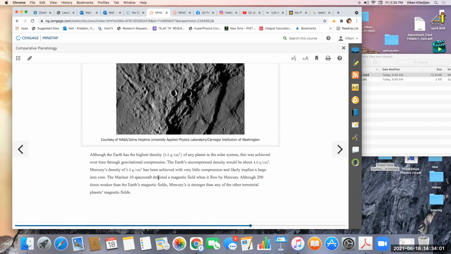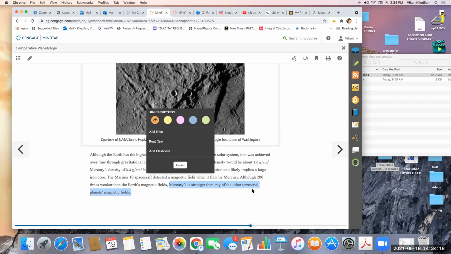The Mariner 10 spacecraft detected a magnetic field when it flew by Mercury. Although 200 times weaker than the Earth's magnetic field, Mercury's is stronger than any other terrestrial planet's magnetic field. That's interesting. Even though it doesn't have a molten core inside, it doesn't have a liquid core, because it has an iron core so big, that is still enough to create the second strongest magnetic field of the terrestrial planets.